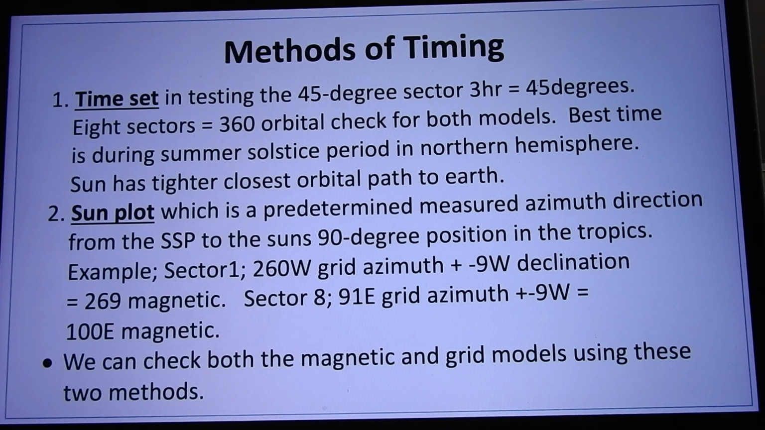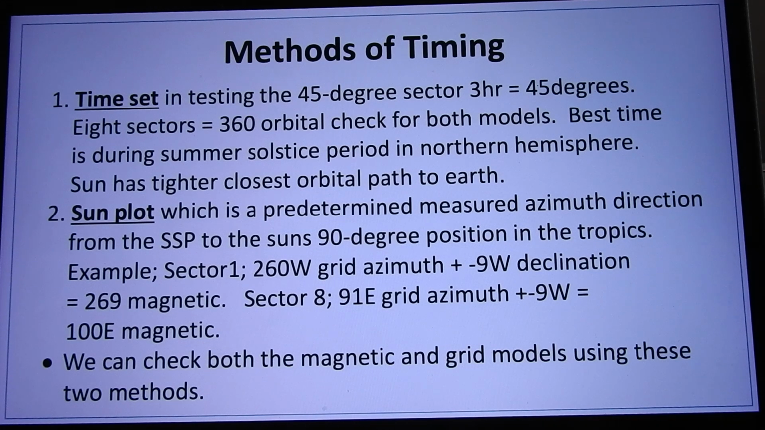The best time to use this methodology is during the summer solstice period in the northern hemisphere. The sun has a tighter orbital path. So again, very accurate method. The sun plot, which is a predetermined measured azimuth of direction from the sun survey point at the OS to the sun's 90-degree position in the tropics.